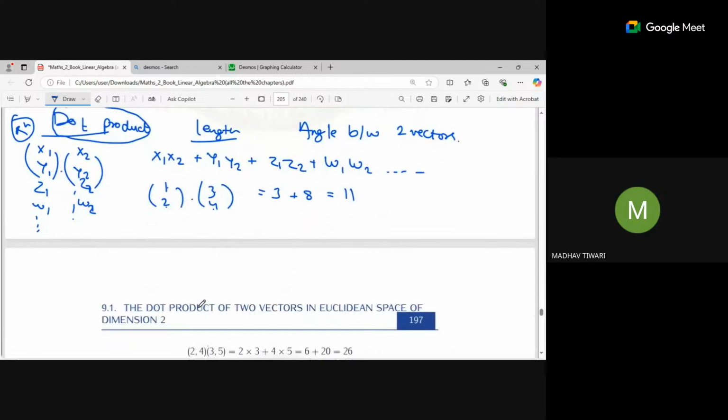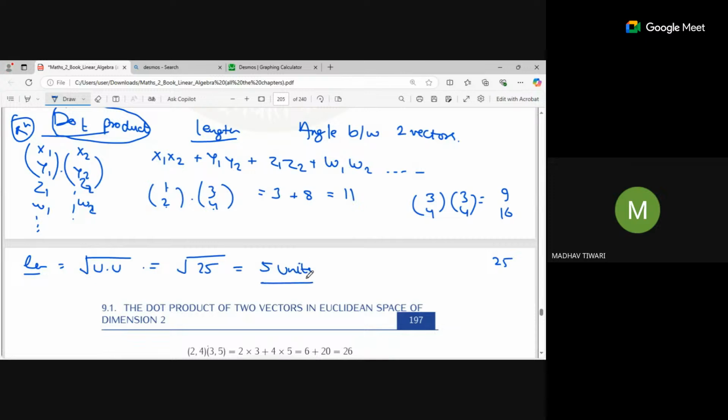Now what is length? Length you can define as the square root of any vector's dot product with itself. If you do the dot product with itself, then you will get the square of the length, so you have to take the square root as well. Suppose you want to find the length of 3 comma 4. You will do the dot product of 3 4 with itself: 9 here, 16 here. Add these two, you will get 25. So it will be equal to the square root of 25, that is 5. It is 5 units of length.